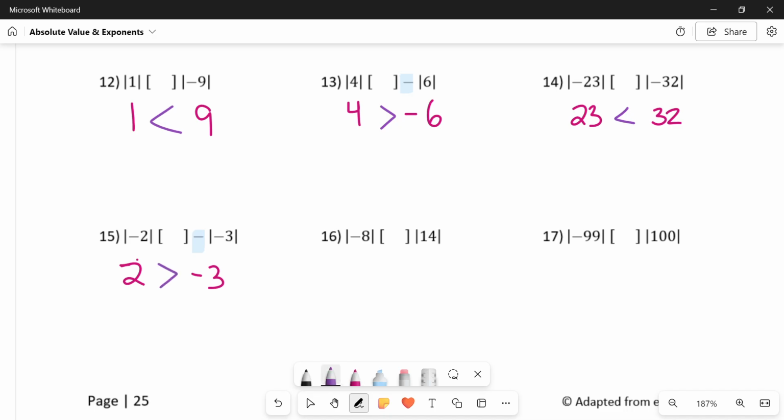Try 16 and 17 on your own. Okay, for 16, we are comparing 8 and 14. 8 is less than 14. And in number 17, we're comparing 99 and 100. 99 is less than 100.